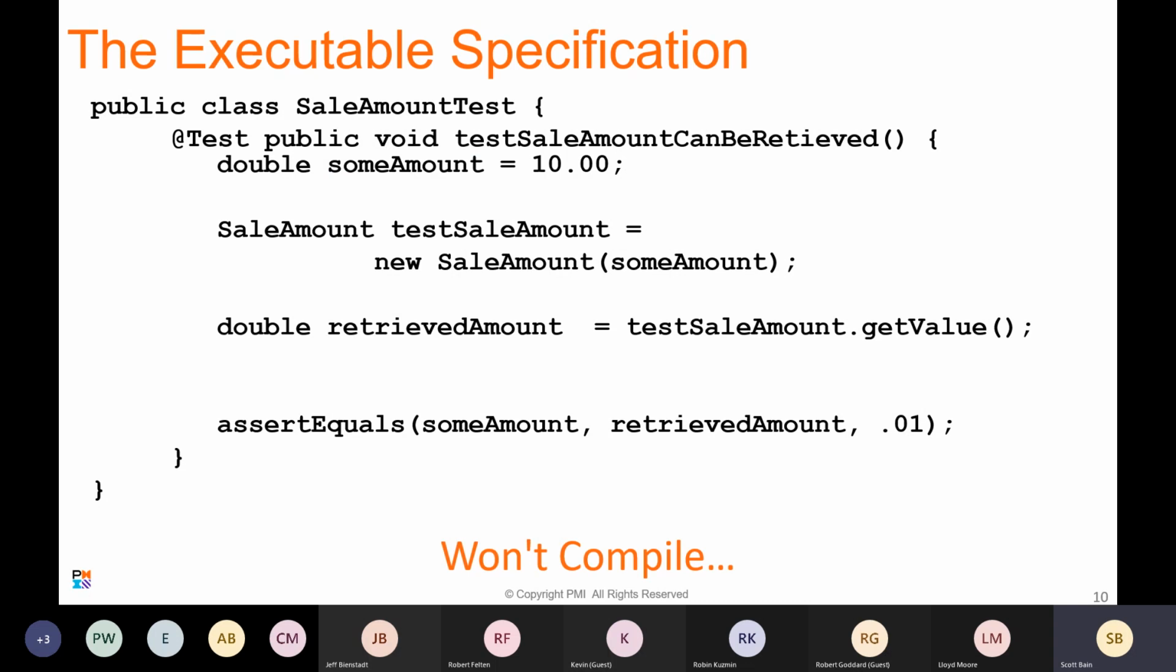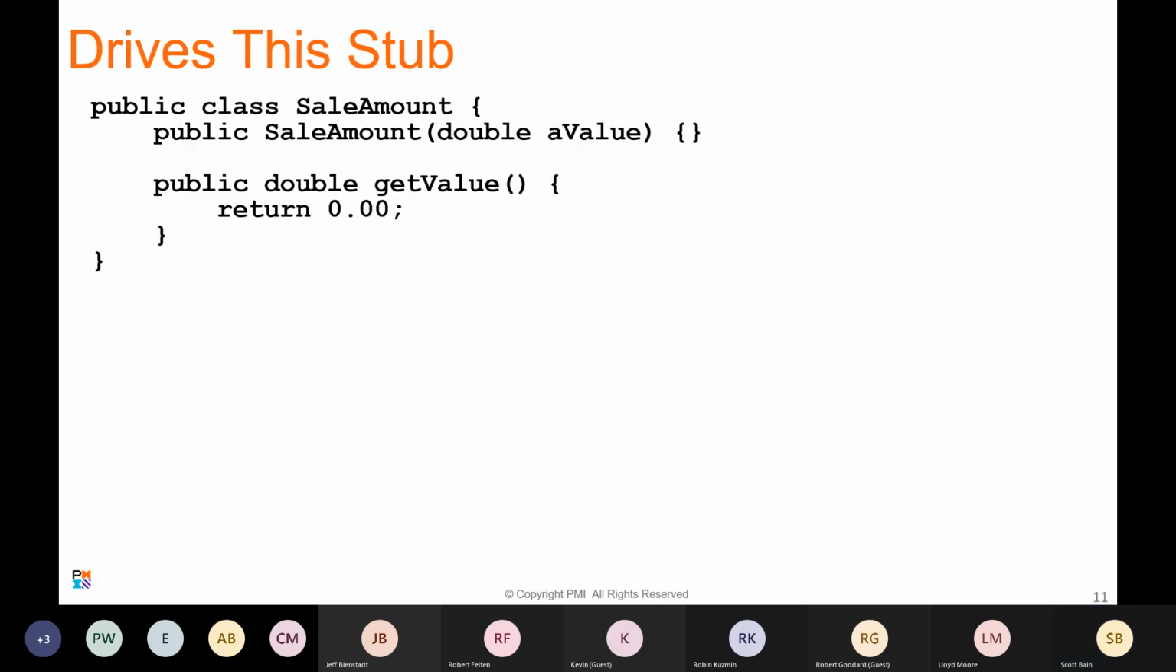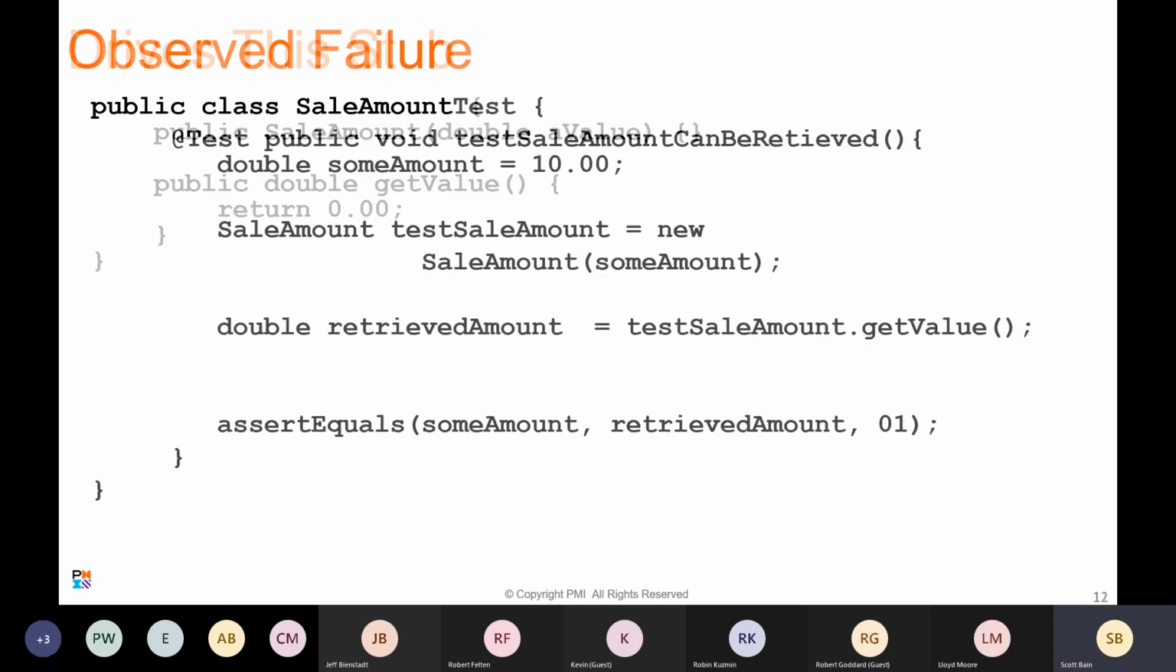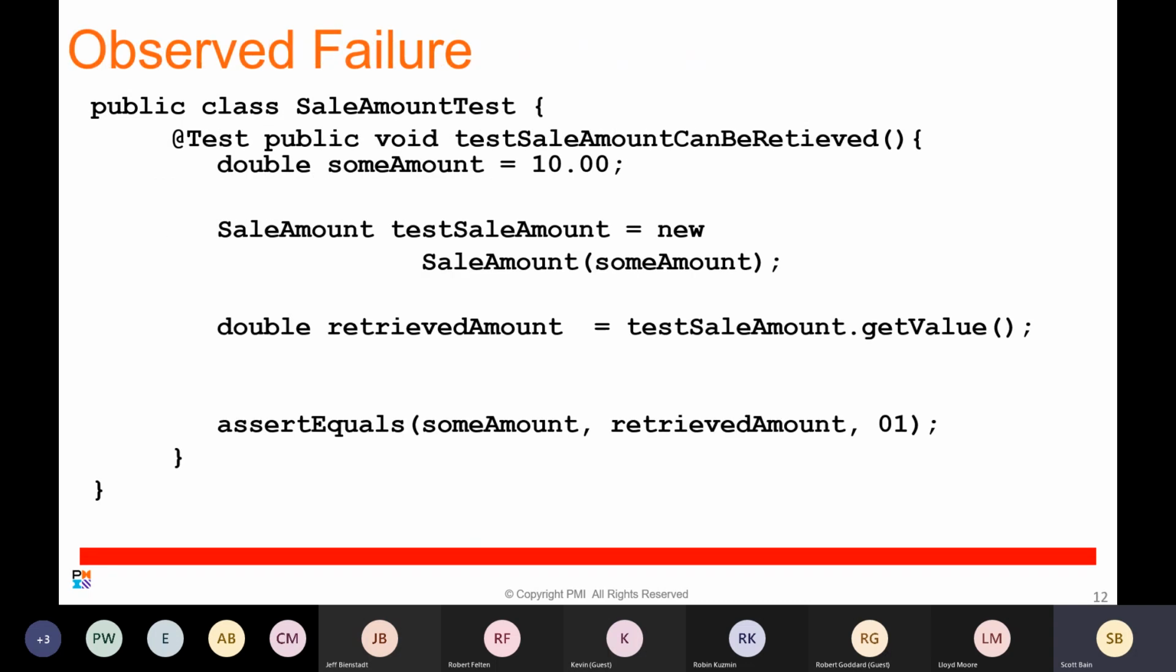The type itself, the constructor we're using, and the method we are calling do not presently exist. This would drive the development of a stubbed out sale amount class that does not really do much. It satisfies the compiler, but not the test. This is an important step in TDD. Might seem like busy work, but we do it because we want to observe the test failing. If the reason for that is not obvious to you, I'll just note that it's very possible to write a test that cannot fail, or that fails for the wrong reason, simply by making any number of errors when writing the test. This helps to ensure that such mistakes are not made.